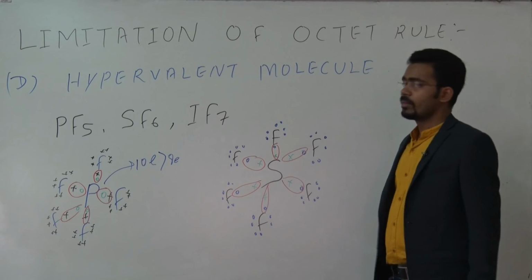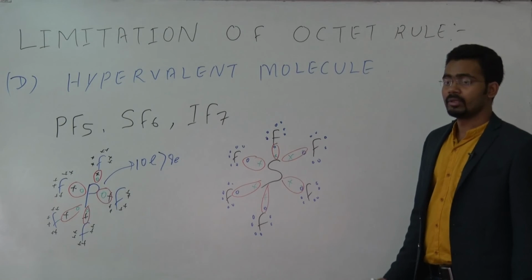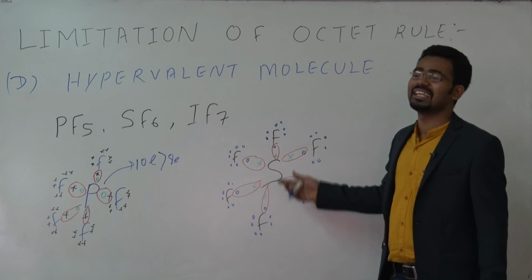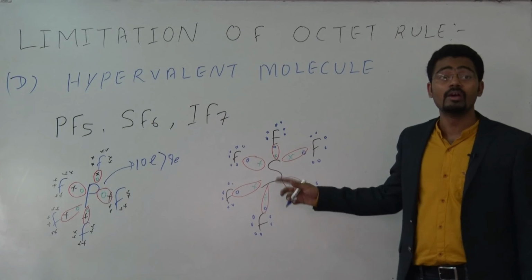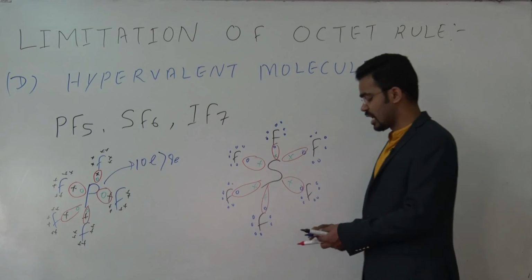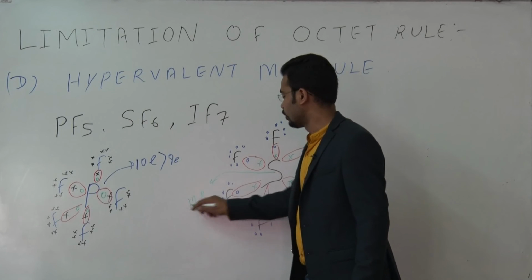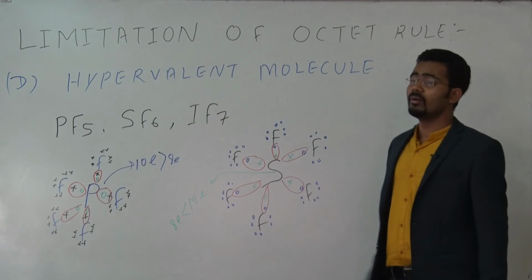So tell me the total valence electrons of sulfur. How many bonds? 6 bonds. That is sharing of 6 electrons. Therefore, by sharing of 6 electrons, the total number of electrons will be 12. So on the central atom, the total number of electrons will be 12, greater than 8. It means it does not obey the octet rule.